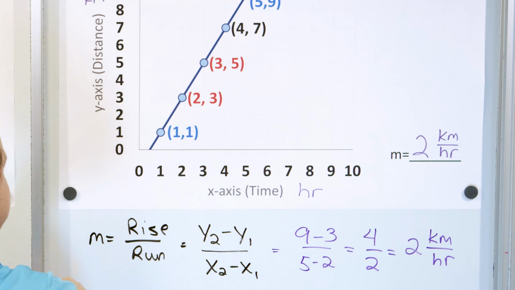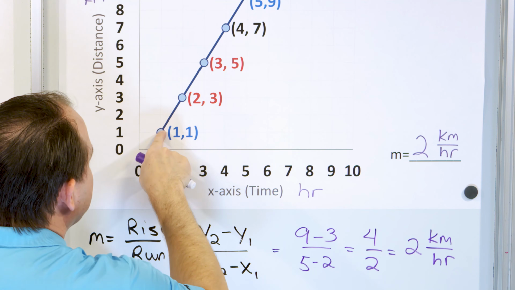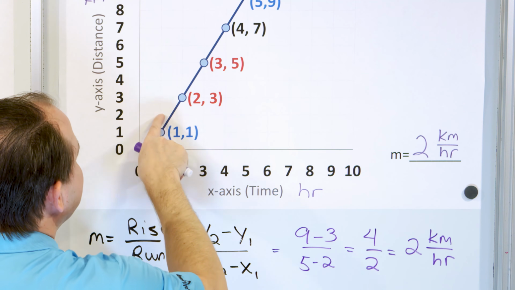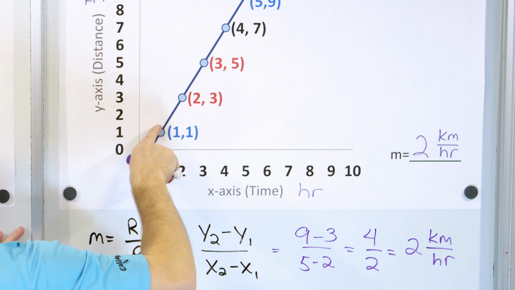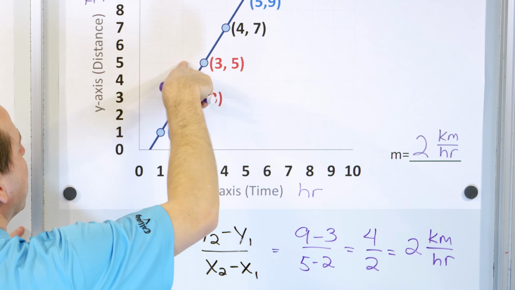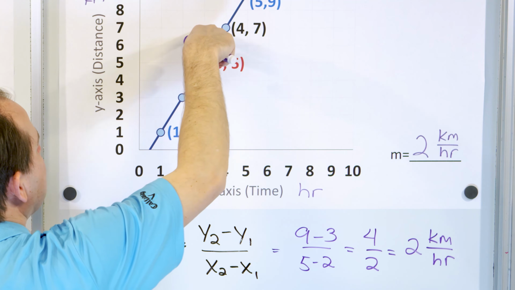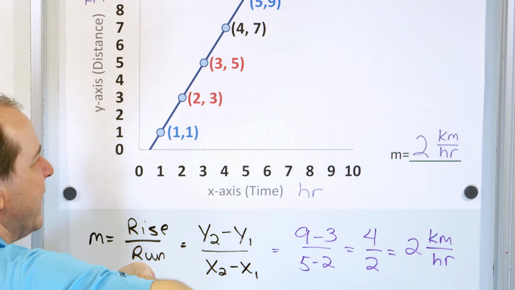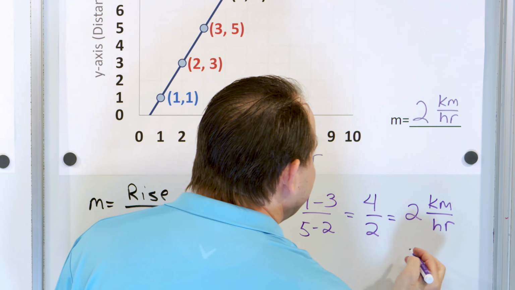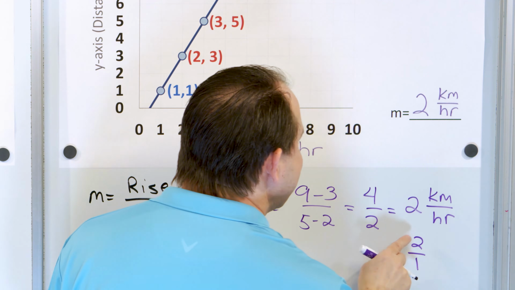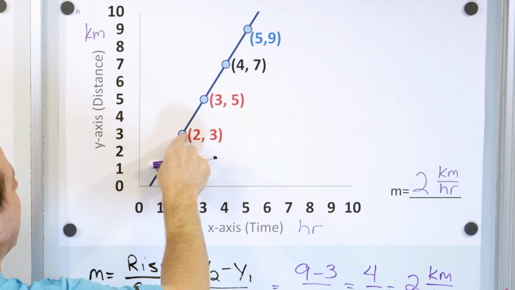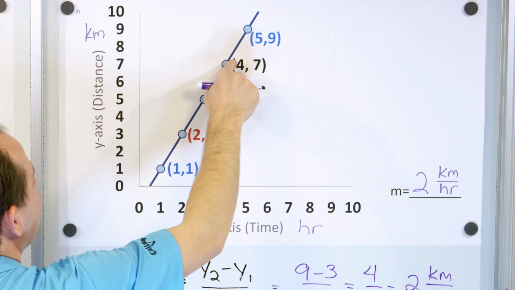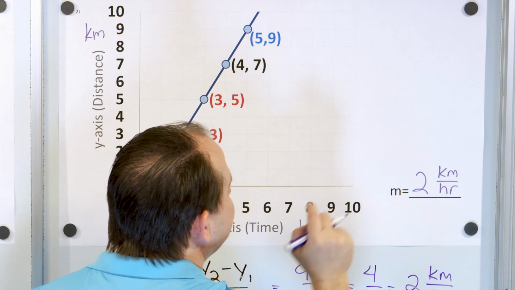Let's see if it makes sense. Okay, I start here. I go up 2 kilometers for the next 1 hour, because notice the difference here is 2, over 1 hour. Up 2 more kilometers in the next hour, 2 more kilometers in the next hour. Because the number 2 is the same as 2 over 1. That means a rise of 2 compared to a run of 1. Up 2 over 1, up 2 over 1, 2 kilometers for every 1 hour.